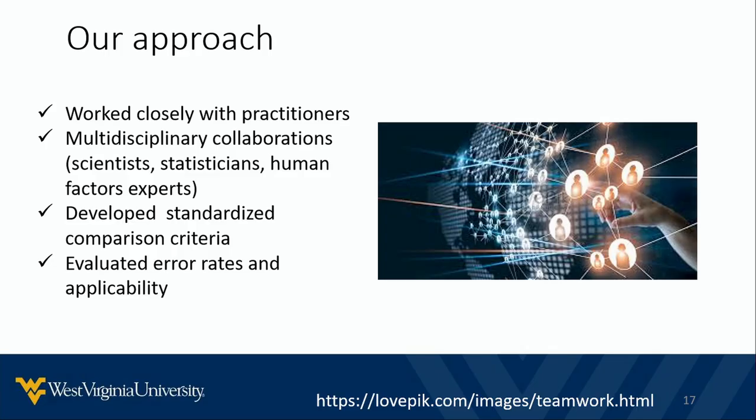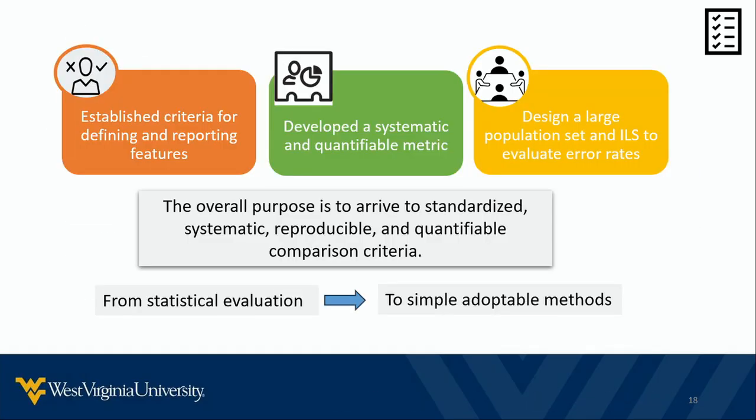We developed standardized comparison criteria that I'm going to be presenting today and evaluated the error rates and applicability in the field. So we focus on 3 main types of materials that are heavily submitted to crime laboratories: duct tapes, textiles, and automobile plastics. And for each of those materials, the overall goal was to arrive at standardized, systematic, reproducible, and quantifiable comparison criteria.